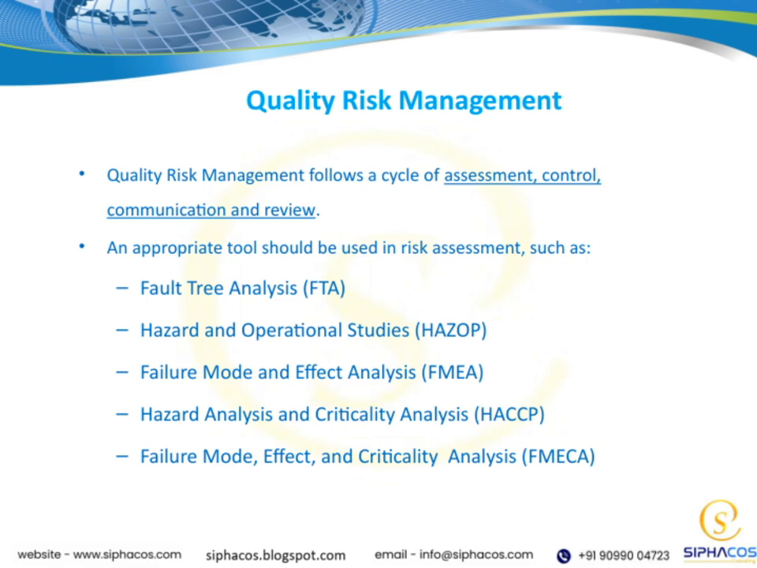All these tools support a robust approach to quality risk management, ensuring we're not just reacting to issues, but proactively identifying and mitigating risks to maintain quality and safety. This cycle, when properly executed, helps us build a safer, more reliable product environment and aligns perfectly with our overall goal of continuous quality improvement.